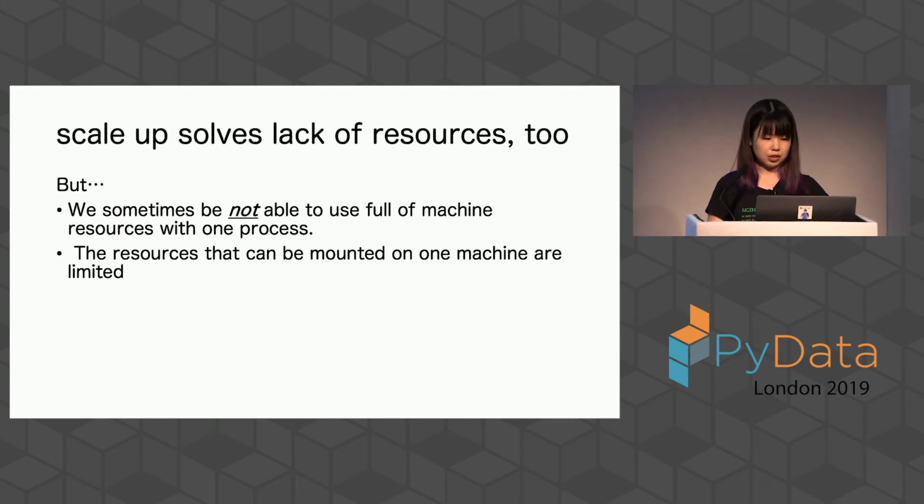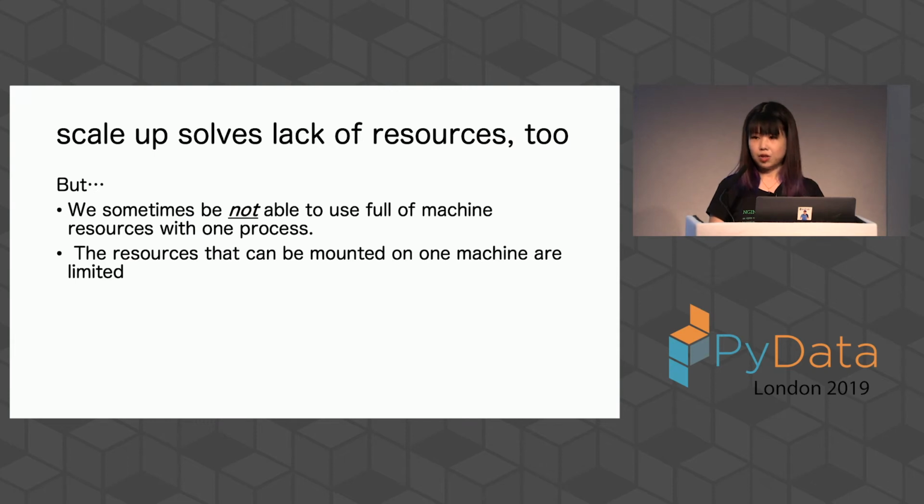Before parallel and distributed processing, how about scale-up? Scale-up can solve lack of resources too. Especially with cloud services, it's very easy to expand machine resources with the GUI on AWS or GCP. It is very easy, easier than parallel processing or distributed processing.